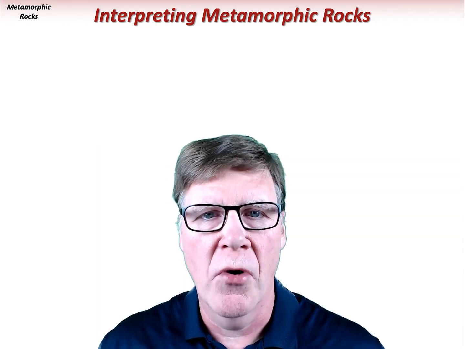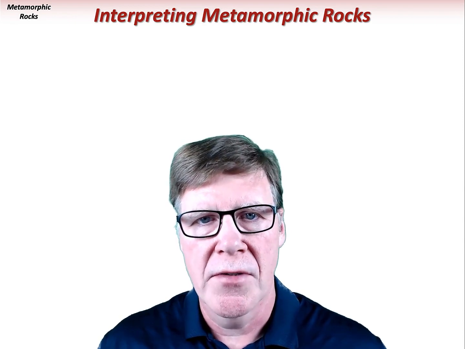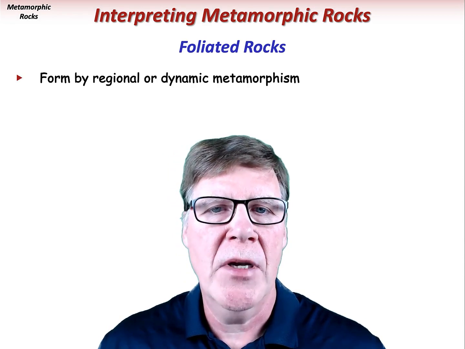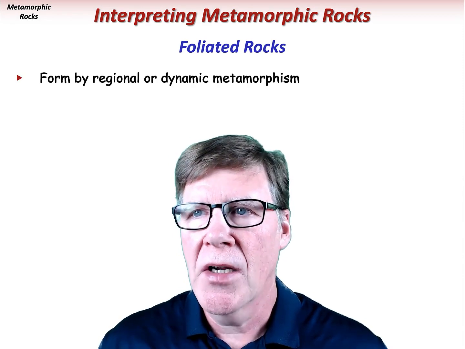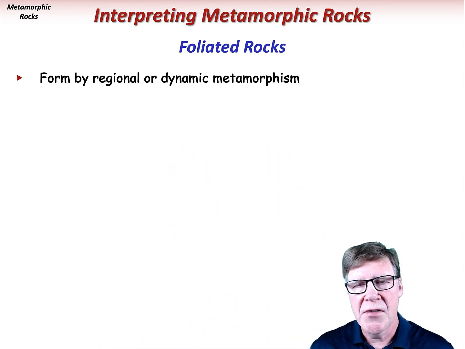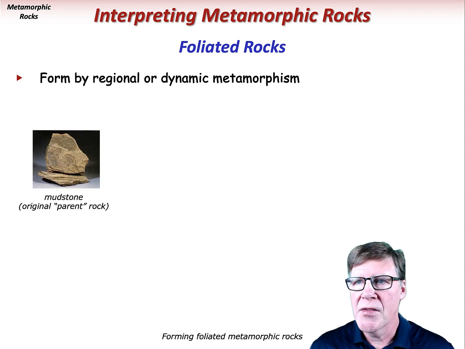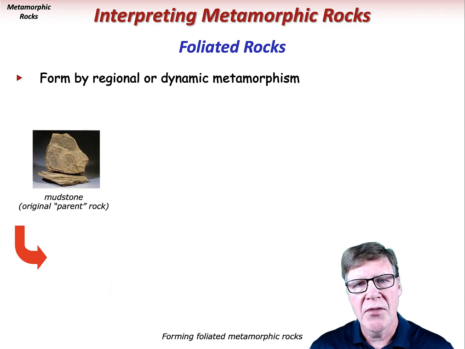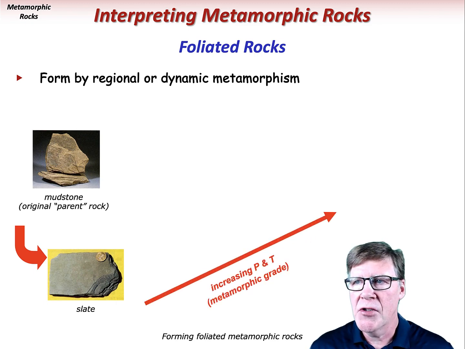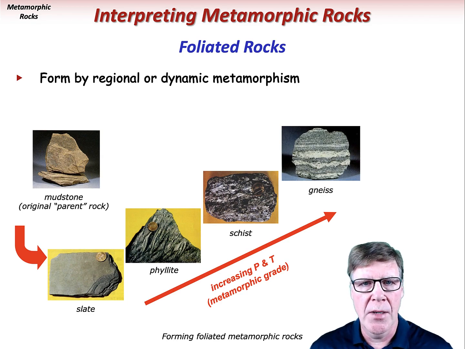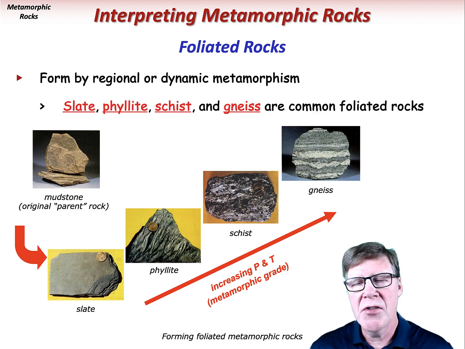Once we've identified a metamorphic rock, we can interpret its origins. Foliated rocks most commonly form from regional or dynamic metamorphism related to tectonic processes. For instance, under increasing pressure and temperature, a mudstone protolith is first transformed into the rock slate. Phyllite and schist are created at higher metamorphic grades, deeper in the crust, with gneiss forming at the highest pressures and temperatures. Slate, phyllite, schist, and gneiss are common types of foliated metamorphic rocks.